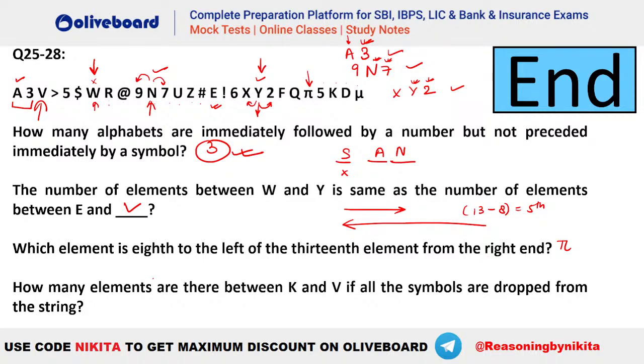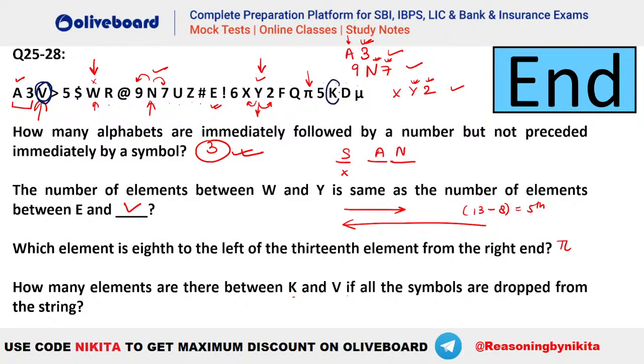Okay. What about the fourth one? How many elements are there between K and V if all the symbols are dropped from the string? So K, where do we have K and V? Let's quickly check. Where do we see K and V? You can see K and V. Okay, so this is your V here. Okay, and where is K?